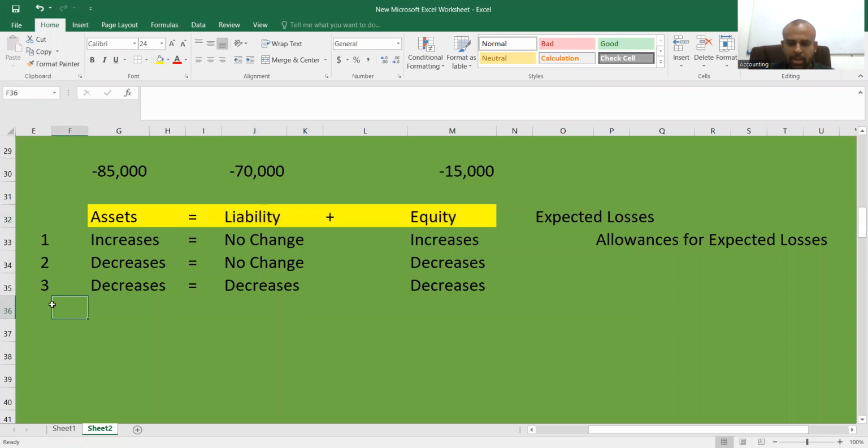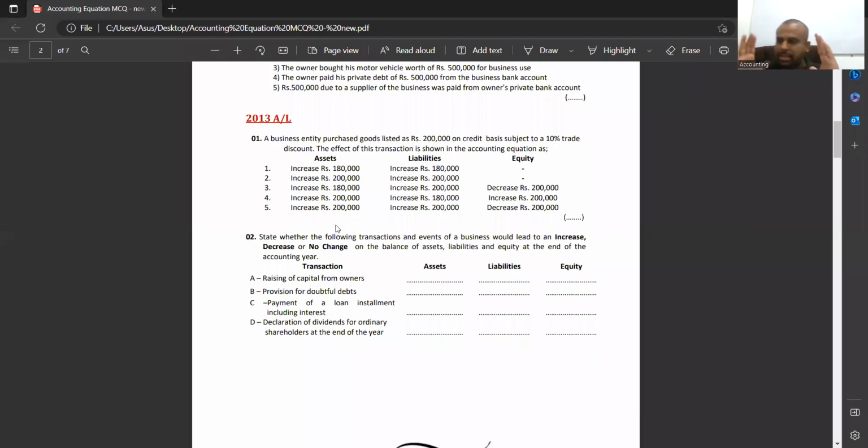Right. The fourth one: declarations of the dividend for the ordinary shareholders. This has not yet been discussed in your class, because this will be discussed under company accounts. Declarations of the dividends will not be recorded in the business books of accounts. Therefore, this has no impact on any of these elements of the accounting equation.